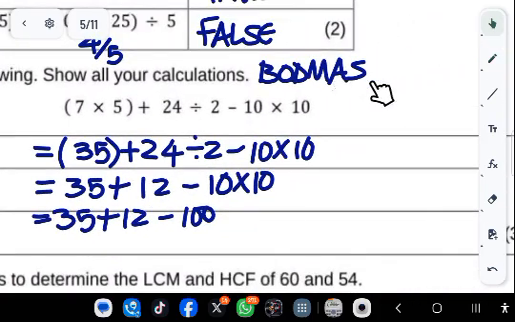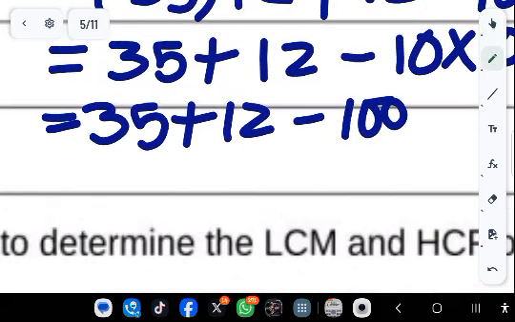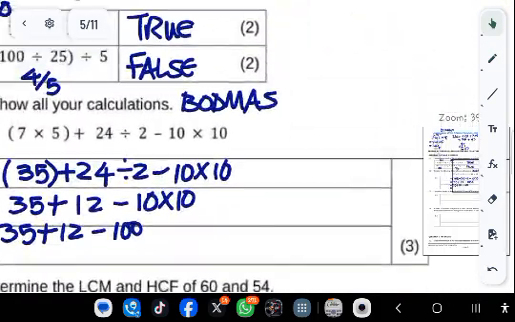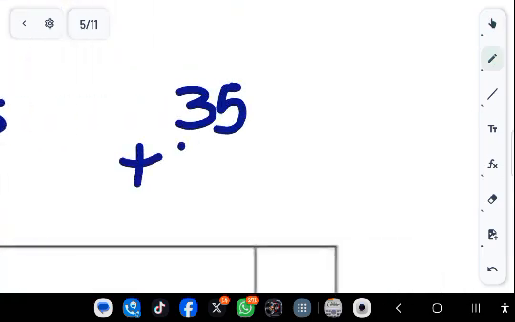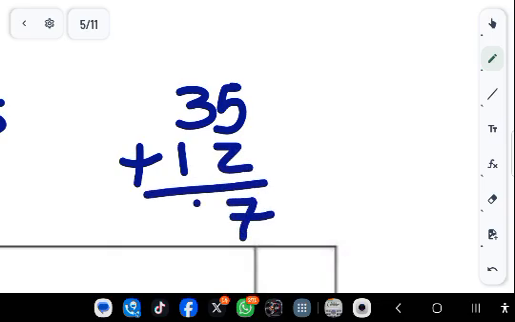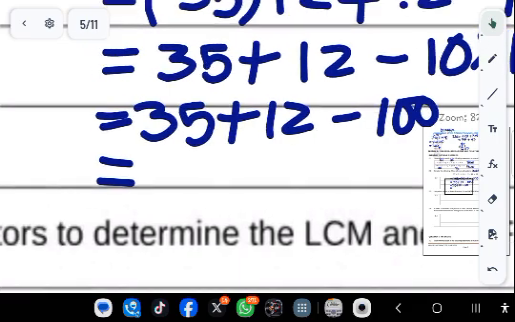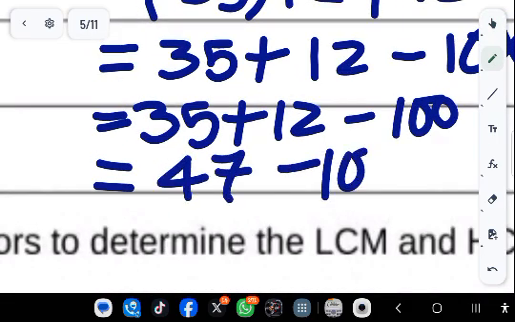Now we can add and then subtract. So let's add 35 plus 12. You can use the long addition method. 35 plus 12, that is 47. So that gives us 47 minus 100.